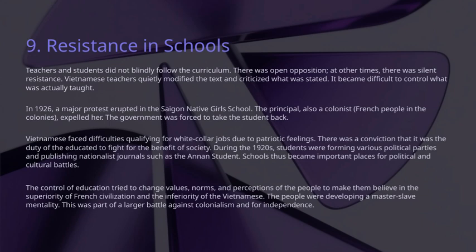What's particularly fascinating is that teachers and students didn't just accept the curriculum passively. There was open opposition at times, and other times, silent resistance. Vietnamese teachers often quietly modified textbooks and criticized the official content, making it harder for the colonial authorities to control what was actually being taught. This kind of subtle resistance was crucial because it kept the spirit of nationalism alive within the educational environment.